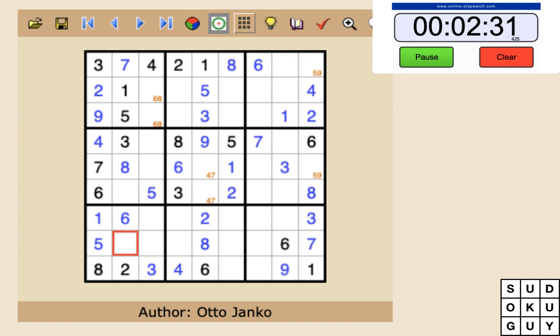Oh, and 4 can't go in this box, so this is 9 and 4. What's left in this? 1, 2, 7, and 9. So this is a 1 and a 2, and this is a 7 and a 9 in some order. Oh, but we know which order these go in because of that 1. This has to be a 2. Oh, and that 7 tells us 9 and 7.